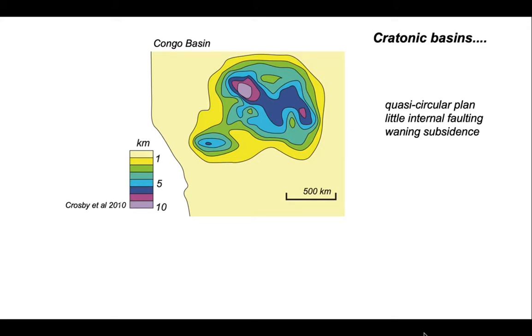And unlike the rift basins, and indeed the foreland basins we looked at, it's not a linear feature at all. The characteristics of cratonic basins, like the Congo, are for this sort of bullseye pattern of concentric isopachs. So they have a quasi-circular plan. And when you look at sections through them, they have little internal faulting, and they have a history that suggests that the subsidence rate wanes through time. The lack of faulting indicates that these basins do not form by the margins of the basins moving relative to one another, at least laterally.